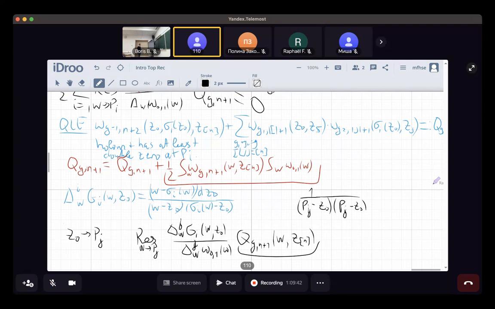And what does this mean? Let's look at the dependence on w before we take the residue. Maybe it just means that Q should have a double zero at pj. Yes, that's the point. Look at the expression under the residue, and let's see what happens if we exchange these two operations: taking the residue for just this term, and taking the limit z0 to pj. What happens if we exchange the order of those two operations?